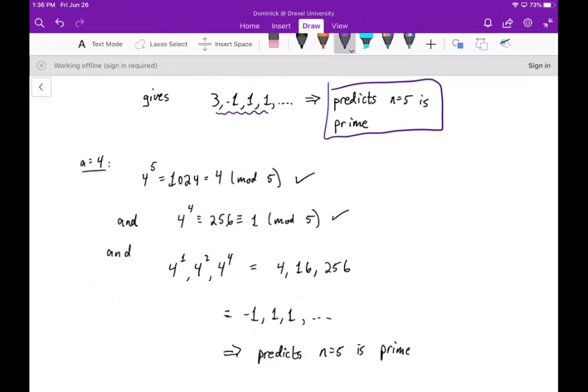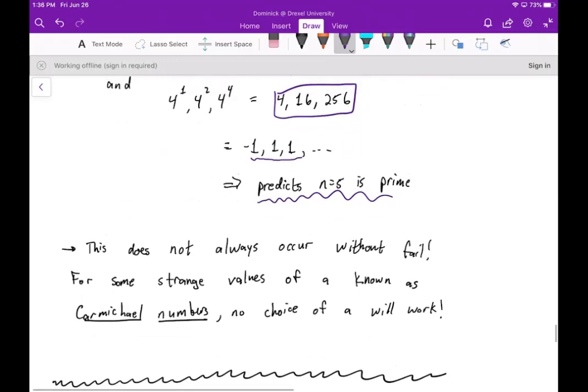Right, and then finally, when you do this for 4, these both still work out as they should. And then we get 4, 16, and 256, which mod 5 would be negative 1, 1, 1, so on and so forth. So this will also correctly predict that n equals 5 is prime.